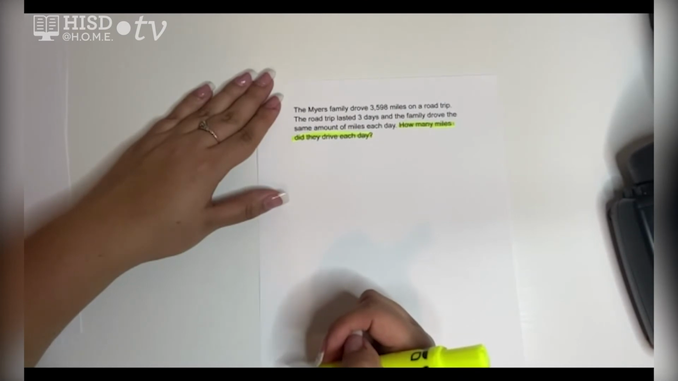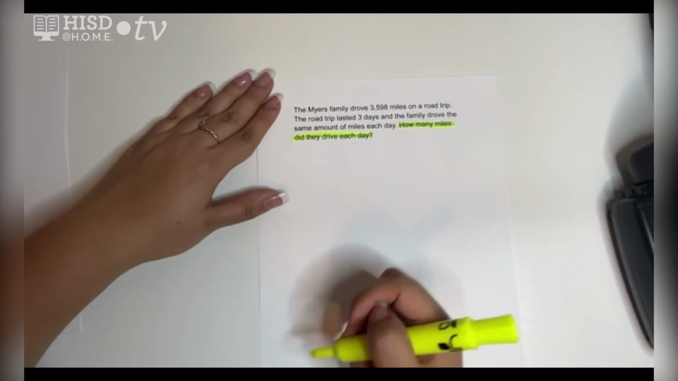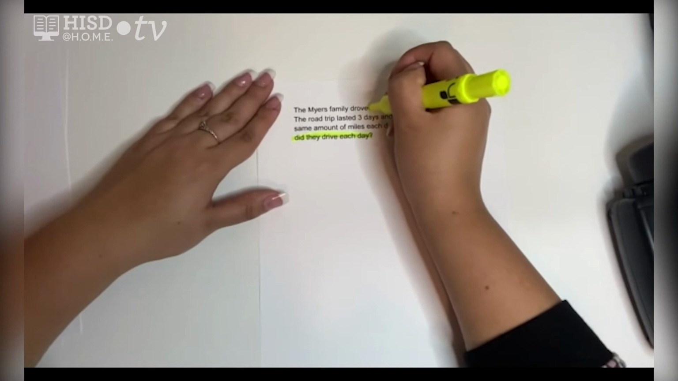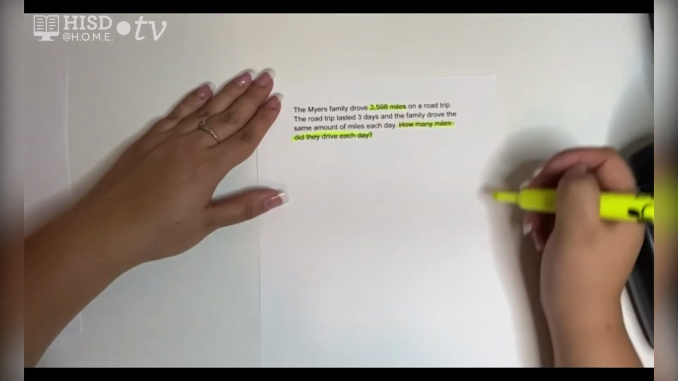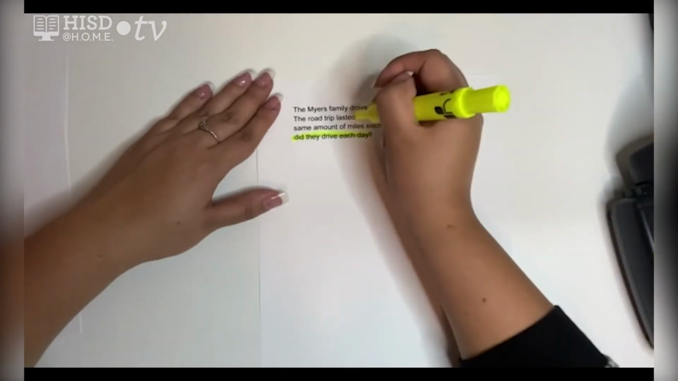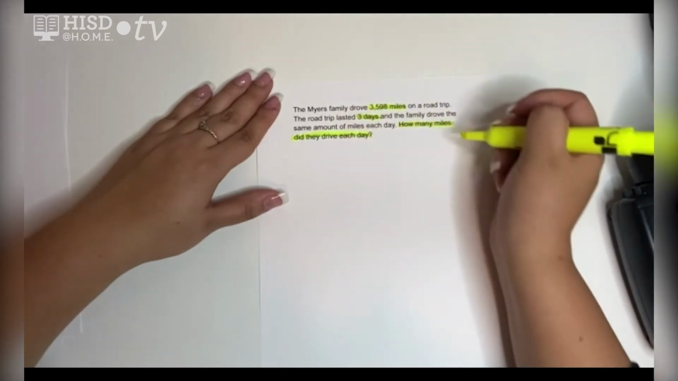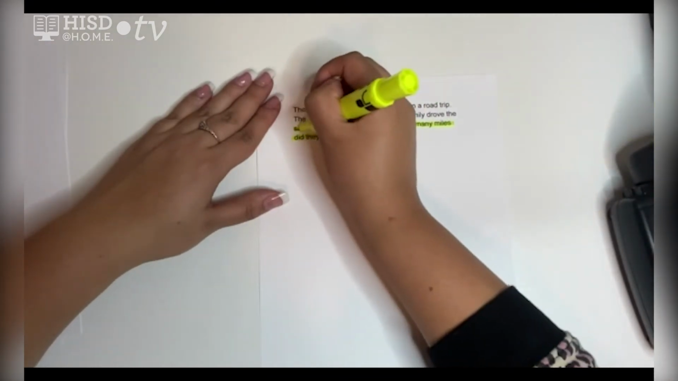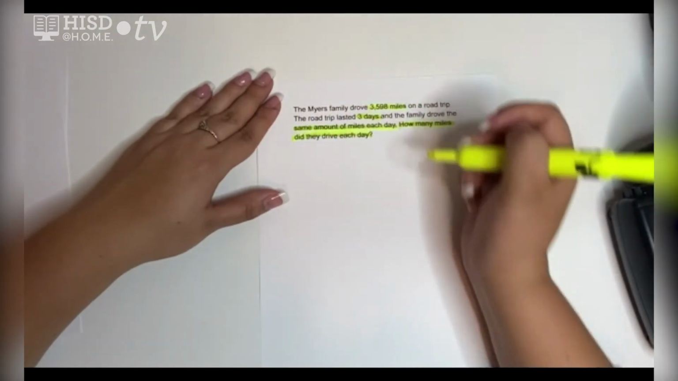Next, I'm going to go through and look for the important values. So we know that there's 3,598 miles that they drove on this road trip. We know that the road trip lasted for 3 days. And we know that they drove the same amount of miles each day.